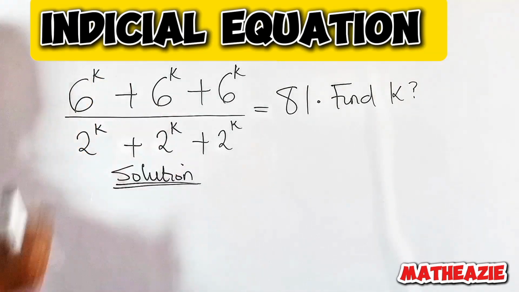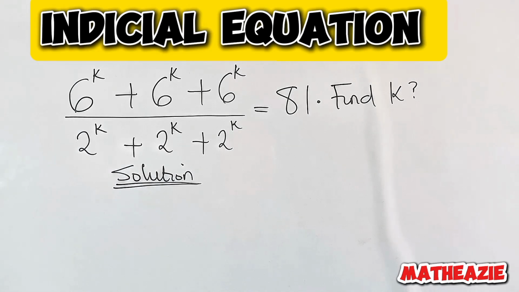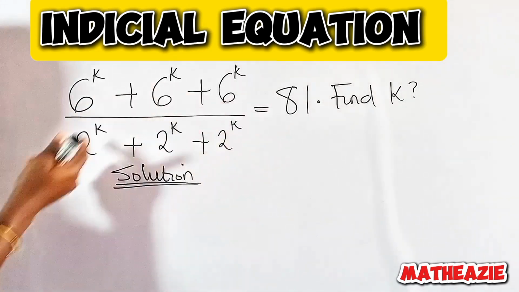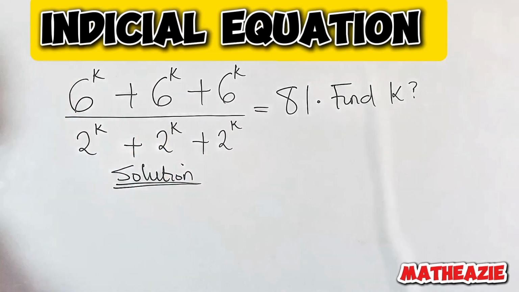What if you have an equation in this form and you have to find the value of the exponent k? How do we go about it? It's very easy. If you notice, we have 6 raised to the power of k in 3 places, and 2 raised to the power of k in 3 places.